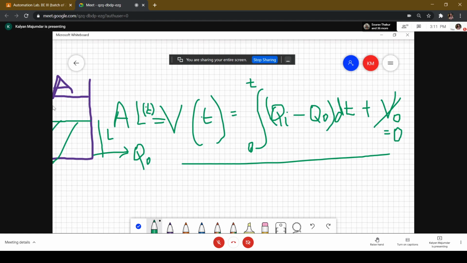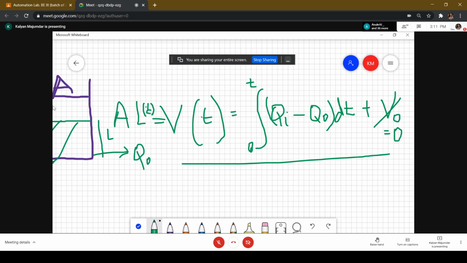So volume percentage is always numerically equal to the level percentage, because if volume is zero, level is zero because there's no liquid. If volume is 100%, the tank is completely filled, then level is also 100%. If the tank is half filled, volume is 50%, level is 50%. So numerically, the volume percentage and the level percentage are identical if the tank is cylindrical. So we just need some kind of an integrator.